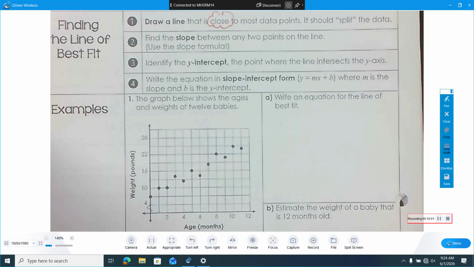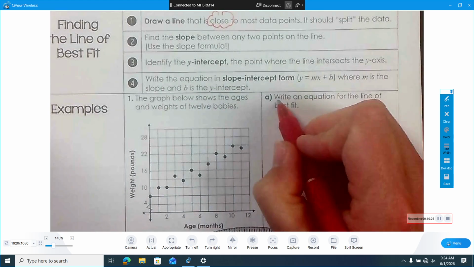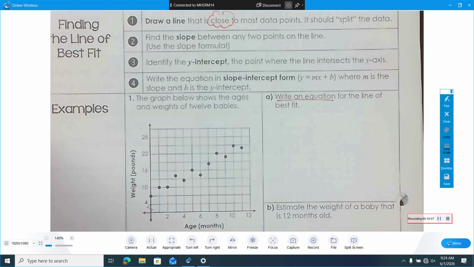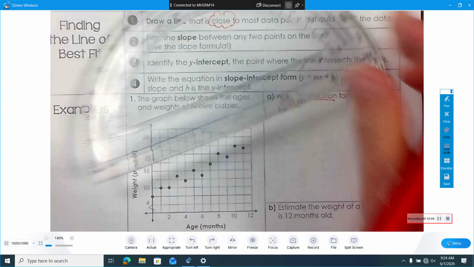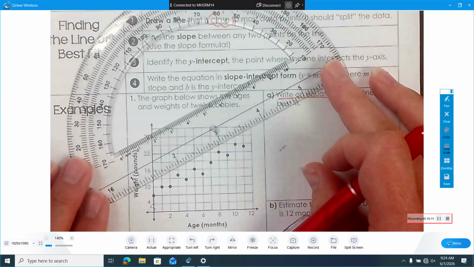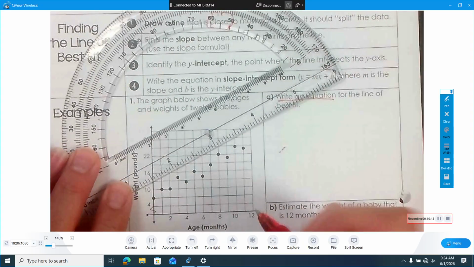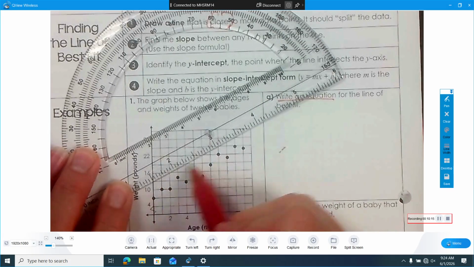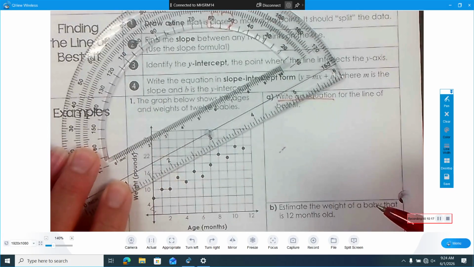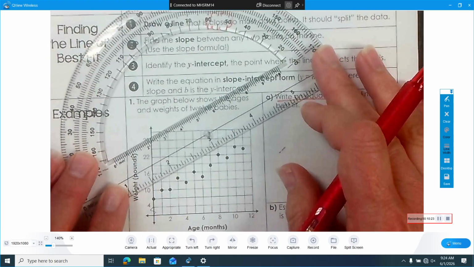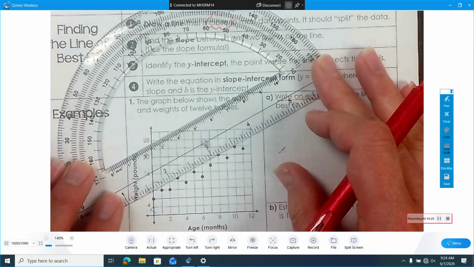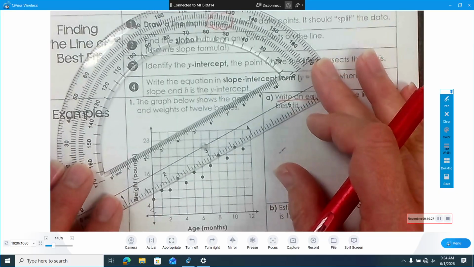And we want to find a line of best fit, and we're going to write an equation for the line of best fit. This is why we have our protractors here. And so if I just draw my line way up here, is that a good spot to draw my line? Oh, it's above the data. It doesn't go through the data. It doesn't split the data. We want the same number of points above the line as we want below the line.